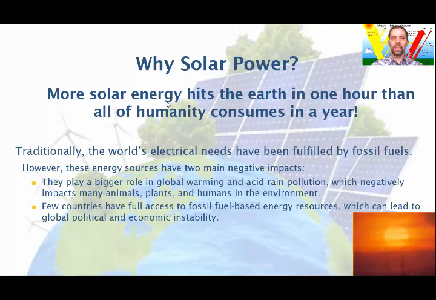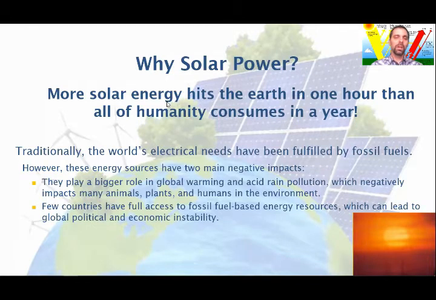So, why solar energy then? Solar thermal energy is one of the most cost-effective forms of green energy. The sun is the most plentiful source of energy on the entire globe, and it could one day be the most reliable source of energy. As you see, more solar energy hits the Earth in 1 hour than all of humanity consumes in a year.